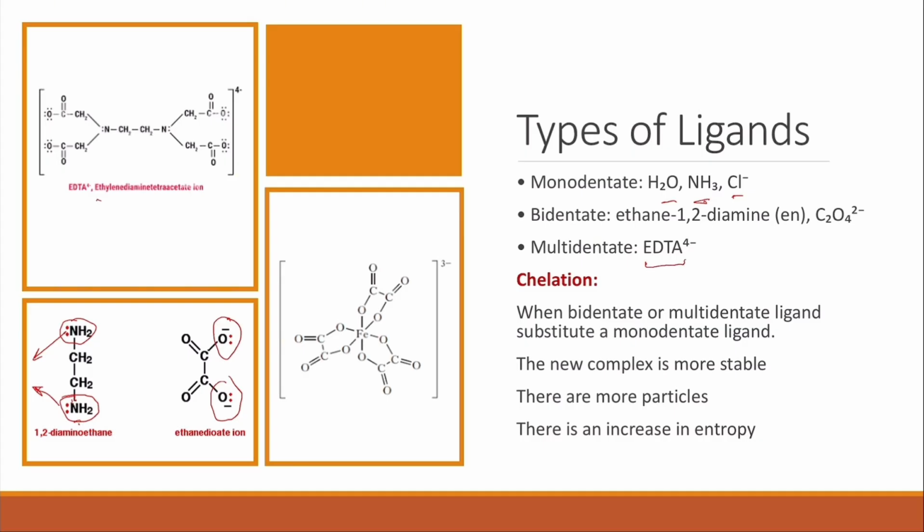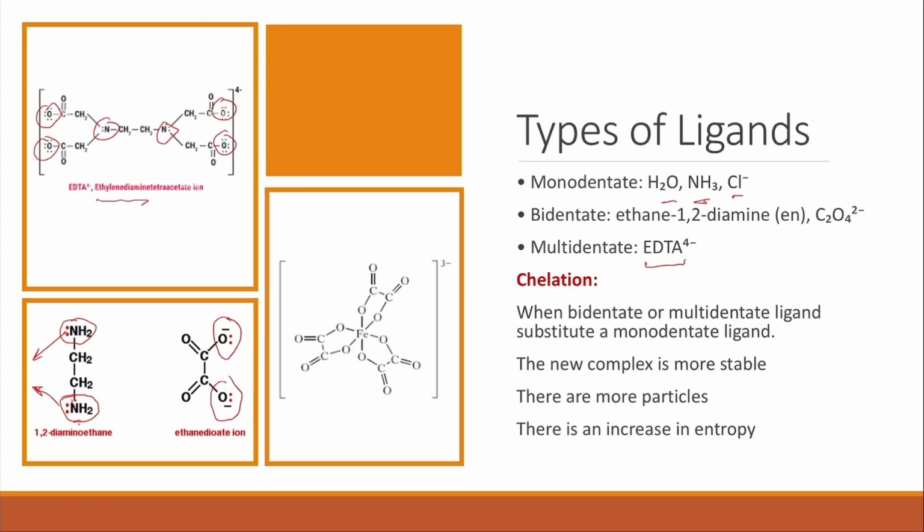This is the structure of the EDTA, which has 2 nitrogens here and has 4 of the oxygens with a negative charge. All of these 6 atoms can donate lone pairs of electrons to form 6 different dative covalent bonds with the same central atom. So this is called a multidentate. Sometimes in the exam, they ask you to draw the complex of a certain ion with one of the bidentate ligands.